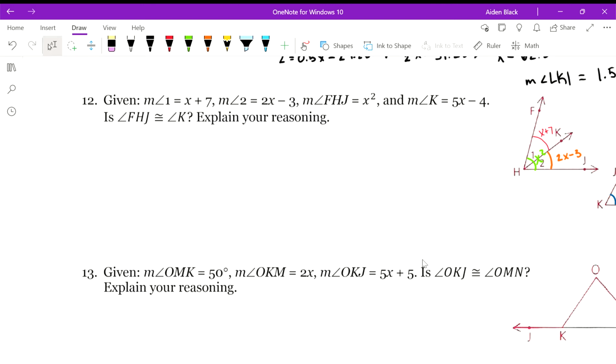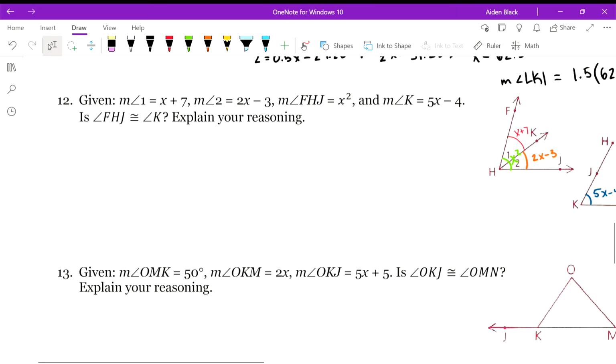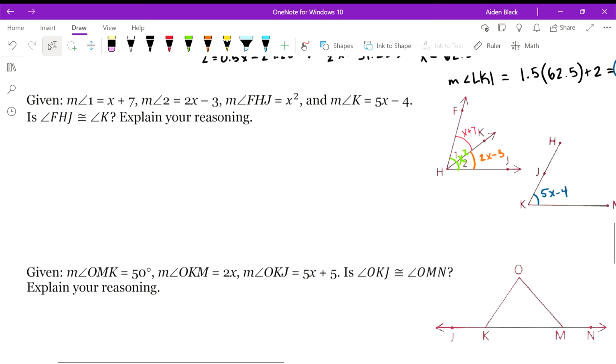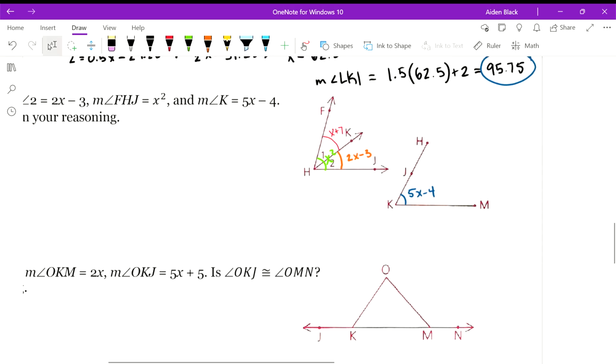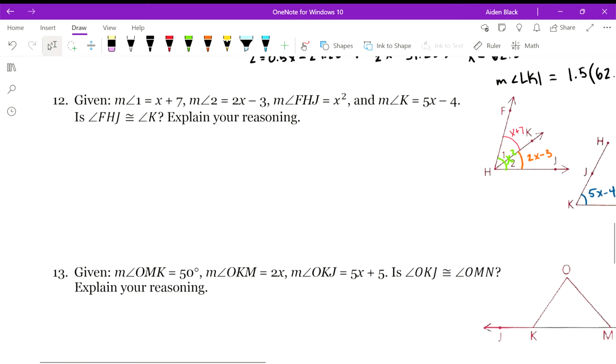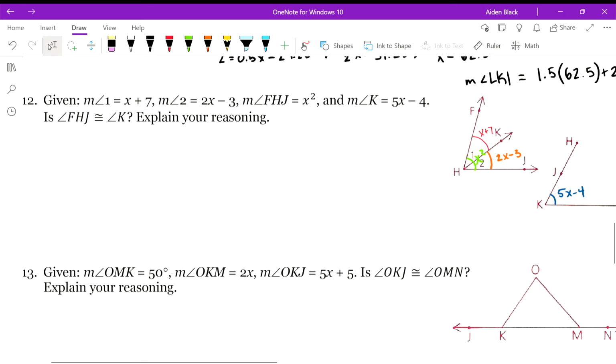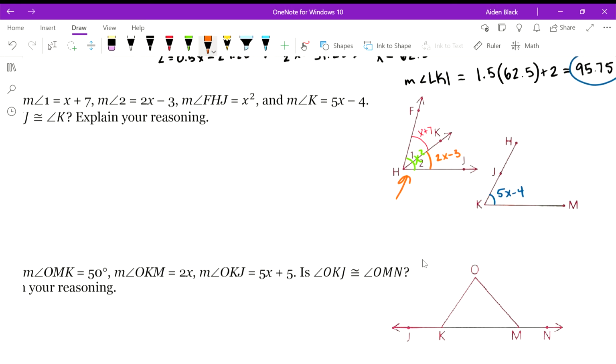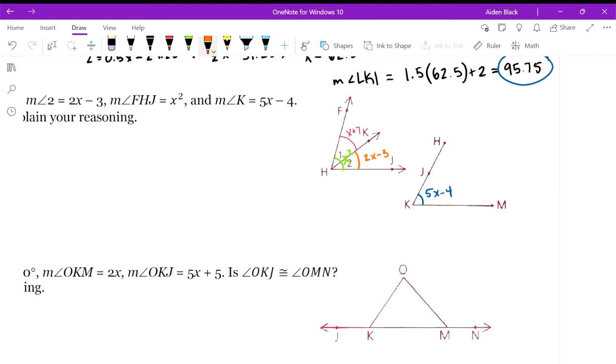Okay, so this is question 12 on the 1.3 homework. I've gone in and already labeled what the measure of angle 1 is, what the measure of angle 2 is, the measure of angle FHJ is, and also what the measure of angle K is, as you can see here. They're all color coordinated, so this is asking us if this green angle here, which is FHJ, is congruent to angle K.